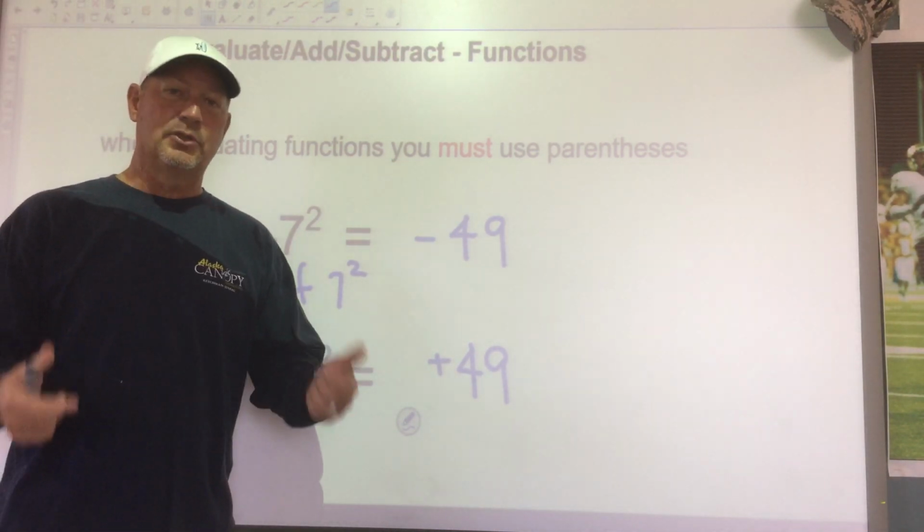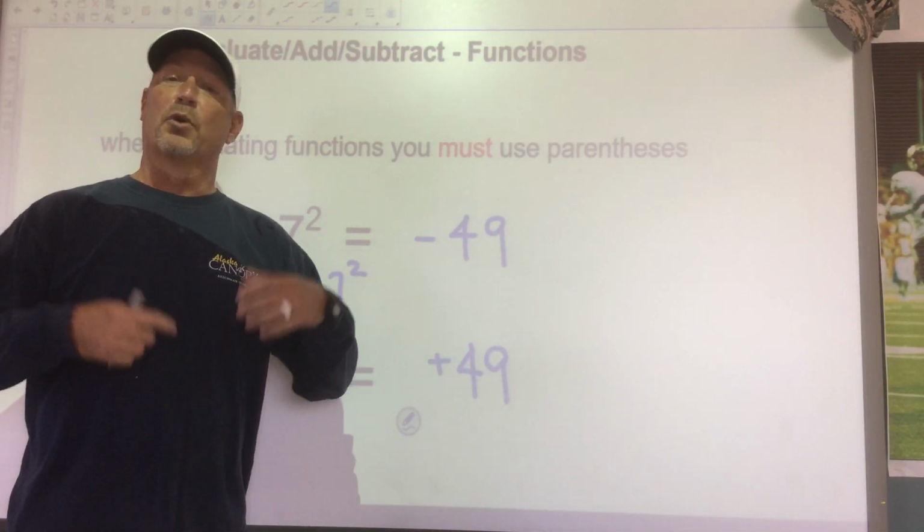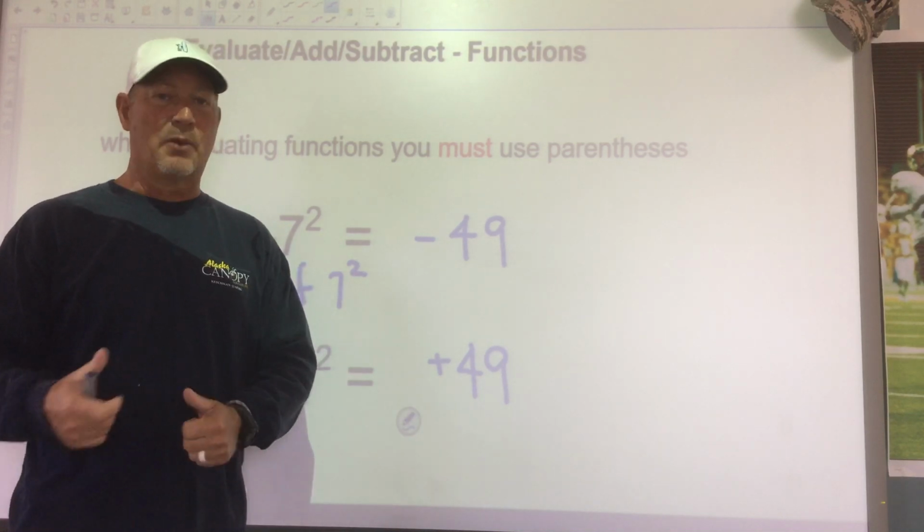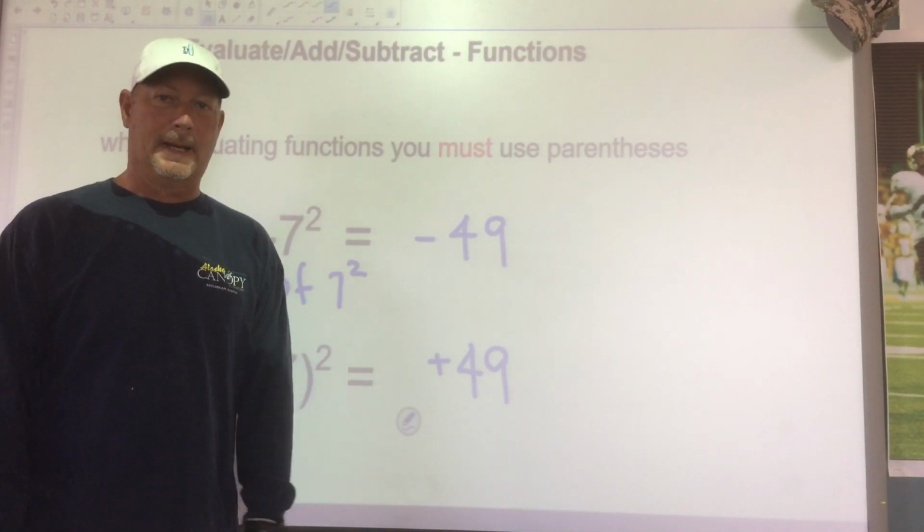Please use parentheses, okay? So we're going to work about 7 examples. You need to stay with me so we can get caught up on this stuff, okay? Here we go.